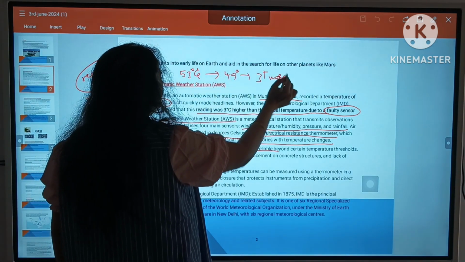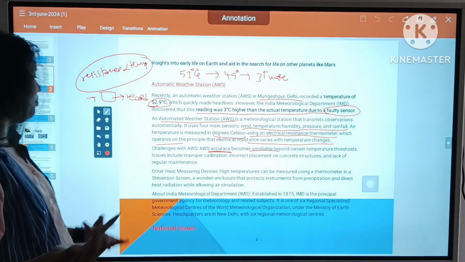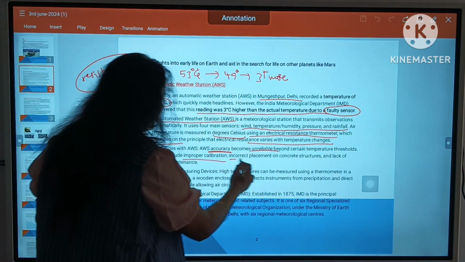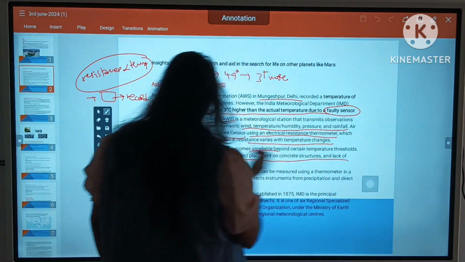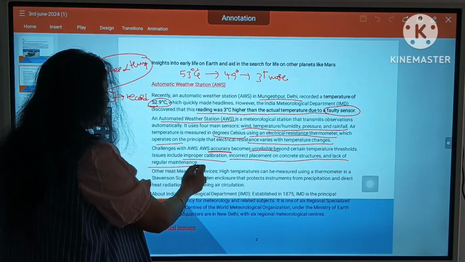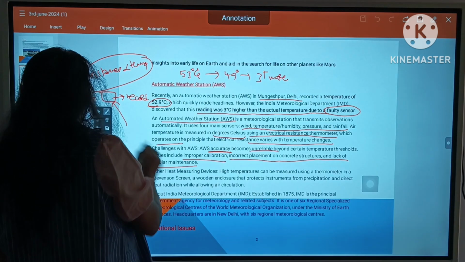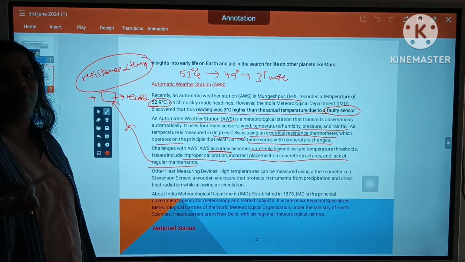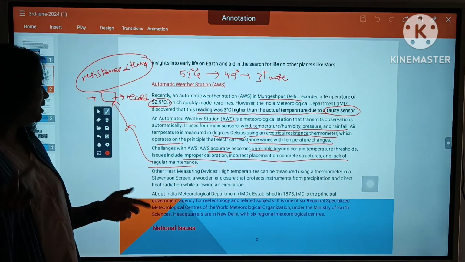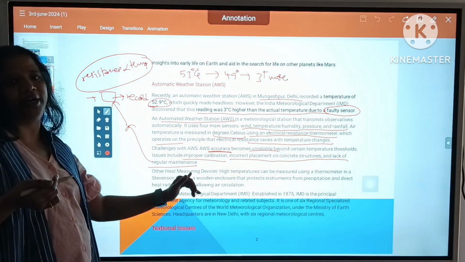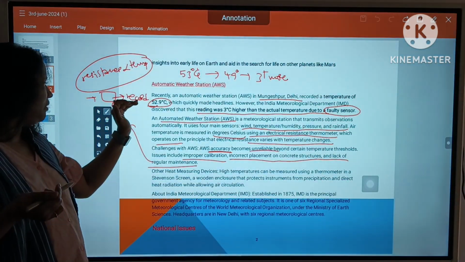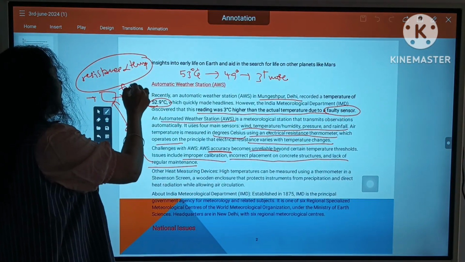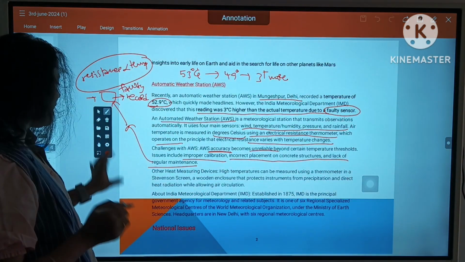So what happens? Wrong information goes to the people. The accuracy is unreliable due to improper calibration, incorrect placement on concrete structures, and lack of regular maintenance, which cause device damage. If you do not regularly maintain your car, you will meet with small accidents. In the same way, if the device is not maintained properly, it will become faulty and record wrong readings. That happened here.